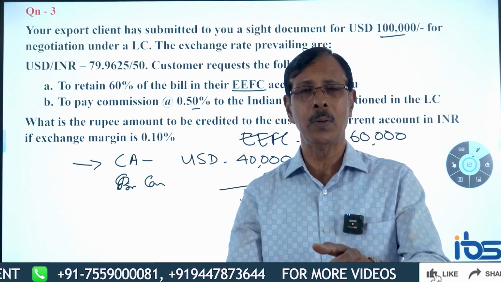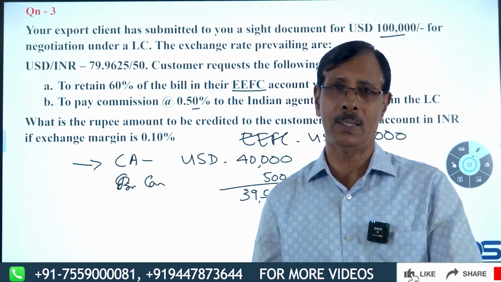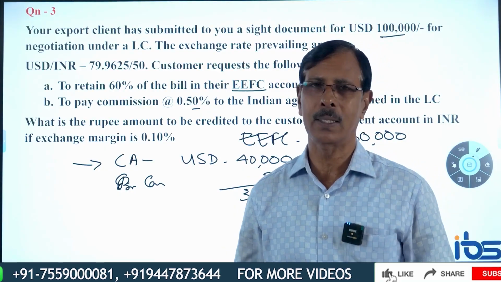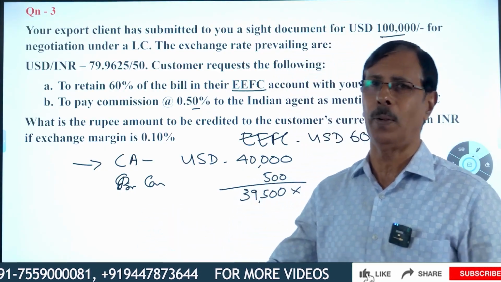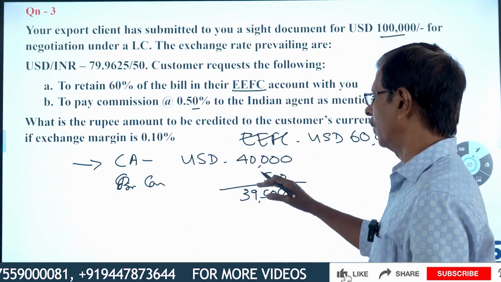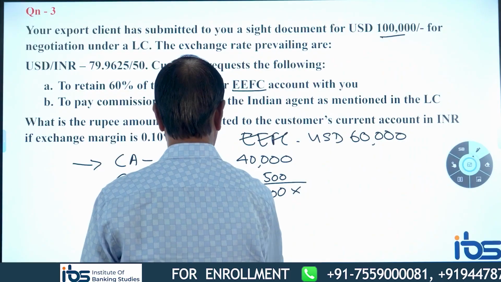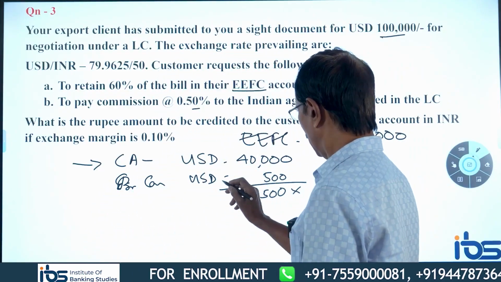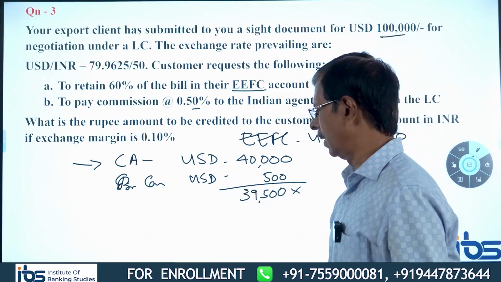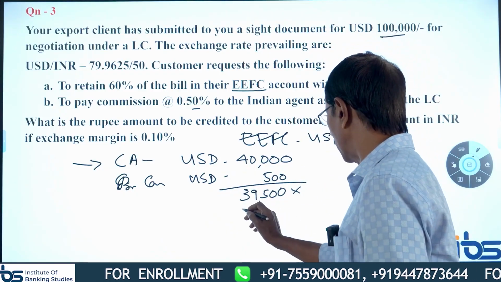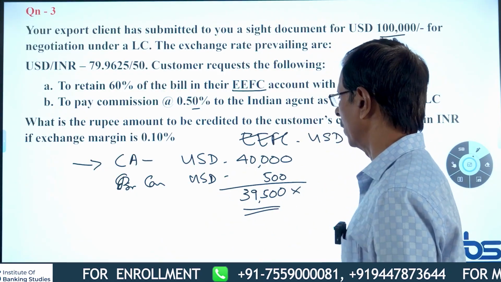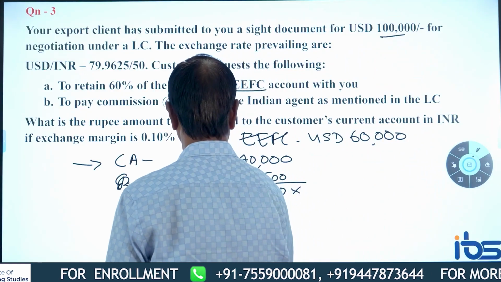But out of 40,000 USD, again, he has to pay the broker's commission. Broker's commission is coming to 0.5%. 0.5% of 1 lakh comes to 500. So that USD 500 is given to the agent in rupee equivalent that you can calculate. So the balance amount to be credited to the current account is USD 39,500.